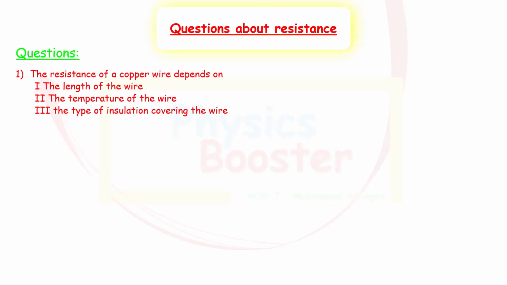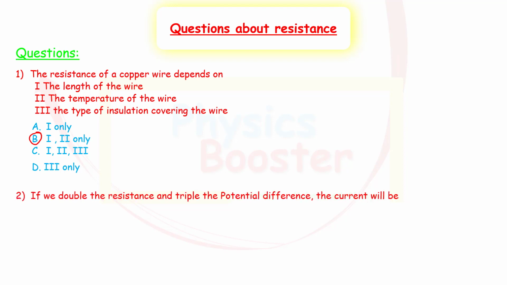The resistance of a copper wire depends on the length of the wire, the temperature of the wire, the type of insulation covering the wire. So I think it's very clear that the answer will be, in this case, 1 and 2, which is B, because the insulation covering the wire doesn't have to do with the three factors we learned about. The three factors were the length, the temperature, and the cross-sectional area.